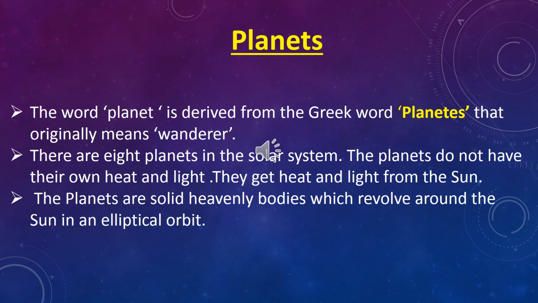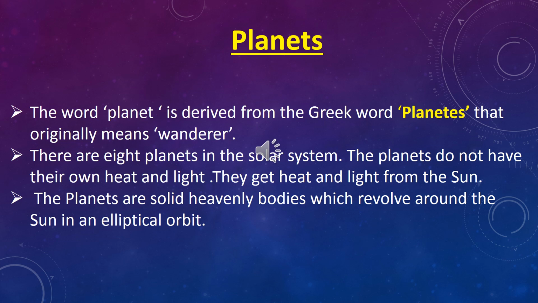Our next topic is planets. The word planet is derived from the Greek word planetes, which originally means wanderer. Wanderer means someone who just keeps moving here and there purposelessly. So, it originated from the Greek word planetes.